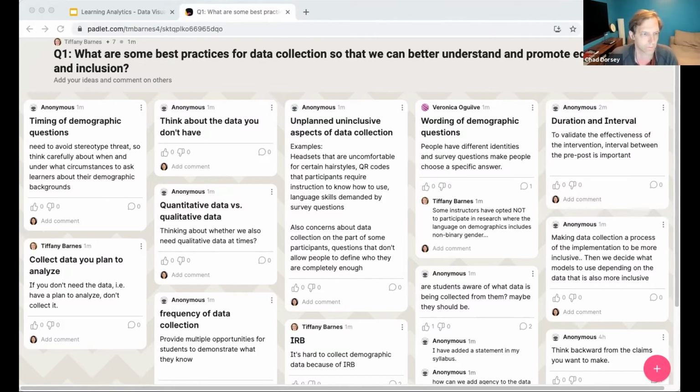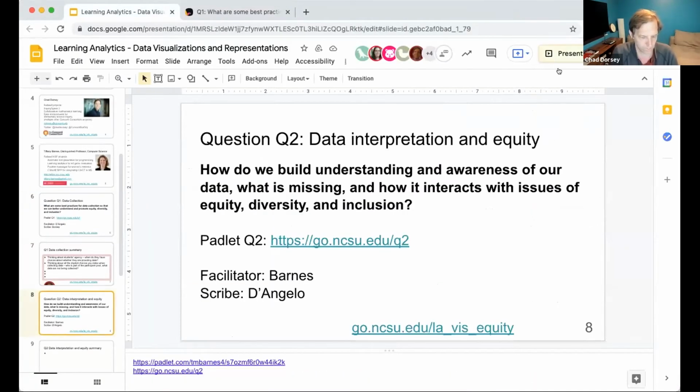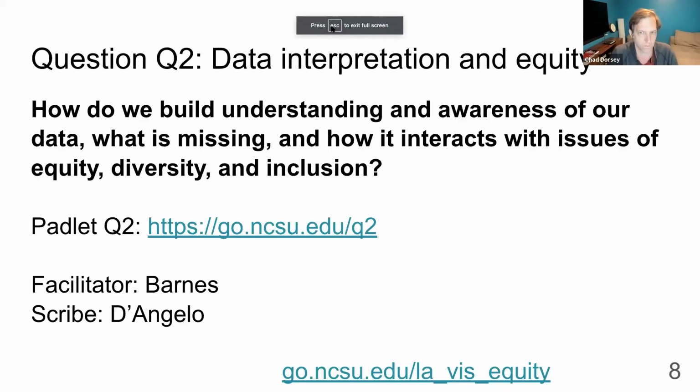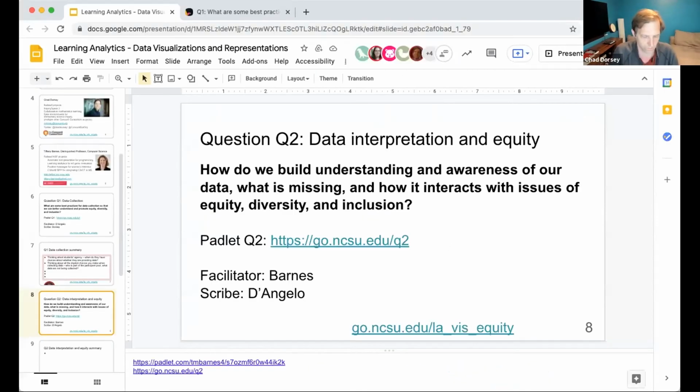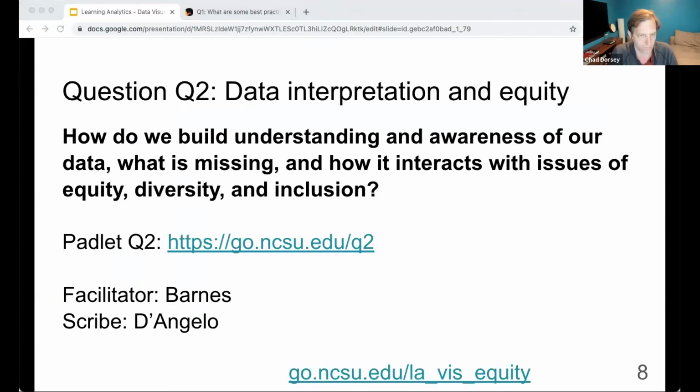Yeah. Okay, should we move on to question 2? Sure, that would be me. All right, so before we hop into breakout rooms, our question 2 is data interpretation and equity.